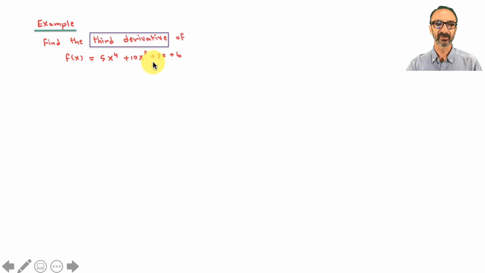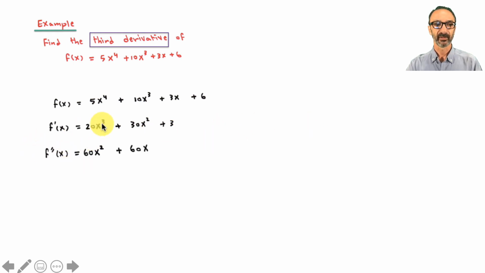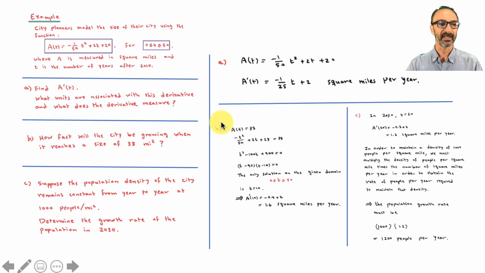Here's another example: 5x to the 4 plus 10x to the third plus 3x plus 6. Here's the function. Here's the derivative. 5x to the 4 becomes 20x to the third plus 30x to the second plus 3, and the 6 is 0. Let's do it again. 3 times 20 is 60. 2 times 30 is 60. 2 becomes 1. 3 becomes 2. That goes away. One more time. 60x becomes 60. 60x to the second is 120x to the first. We're done.